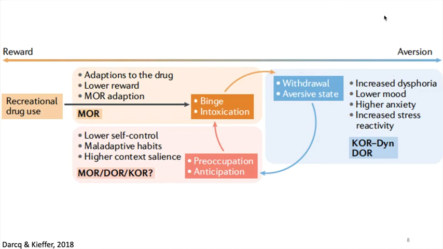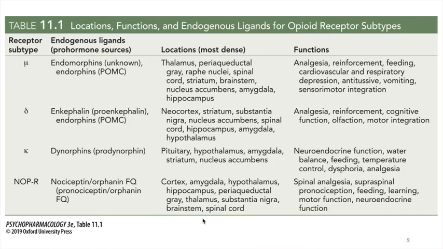It's going to be very aversive, and that's going to drive the preoccupation or anticipation of another binge and intoxication. So the balance between these three different populations of receptors is thought to help drive opioid addiction in that way that we've talked about, where there's both the positive effect and the negative effect. They're both driving drug use. How they all play into the preoccupation and anticipation of a high is still unclear. It could be an involvement of all three, but we're not exactly clear yet.